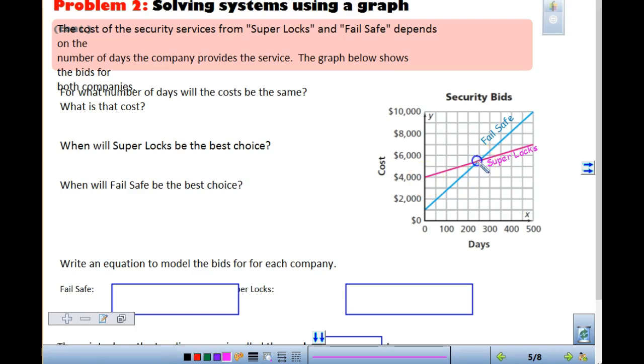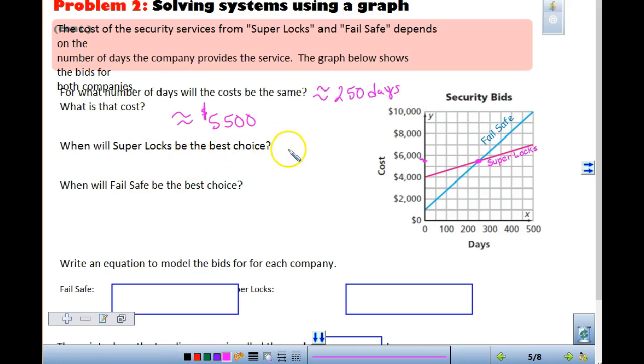So it says, for what number of days will the cost be the same? Can we find exactly where this point is? In the number of days, it looks like how many days? About 250 days. So we are going to approximate that. Can we figure out what this cost would be? If it's about 250 days, maybe about $5,500. Make sure we have a label with dollars here, and this being days.